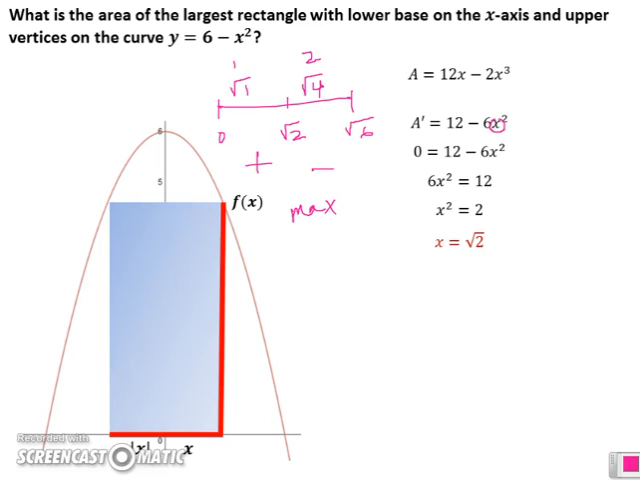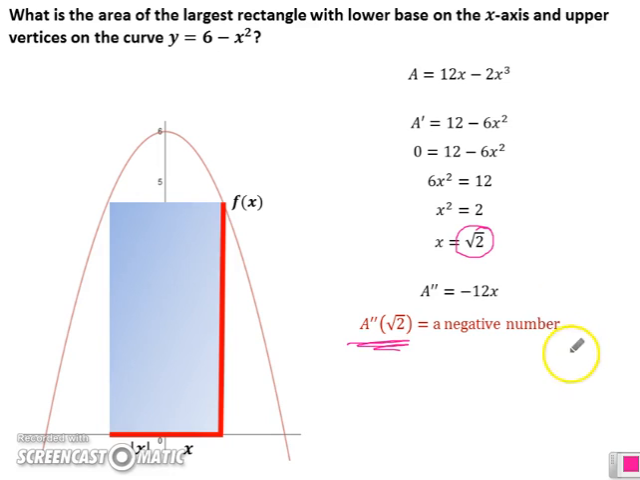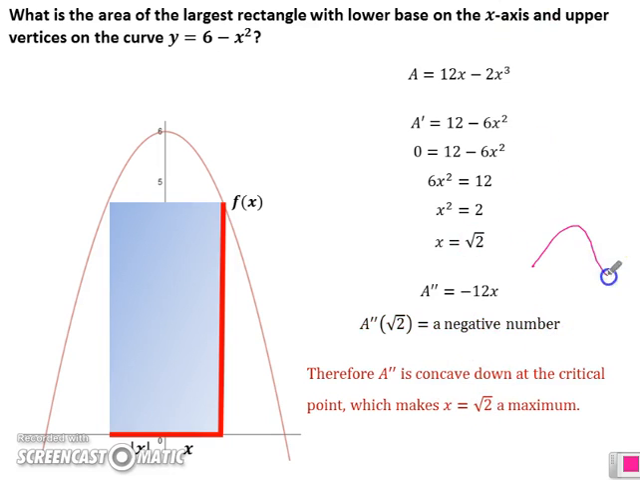If you want to use a second derivative test, you find the second derivative, which is just going to be negative 12x. You plug your critical point into the second derivative, and it's a negative number. So if it's negative, that means our function is concave down. So that means that the critical point is a maximum. Okay, so we have found our x coordinate that causes the largest rectangle to happen.